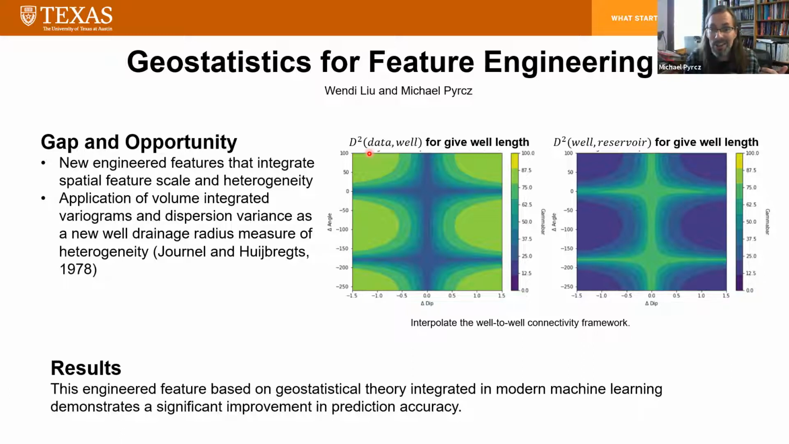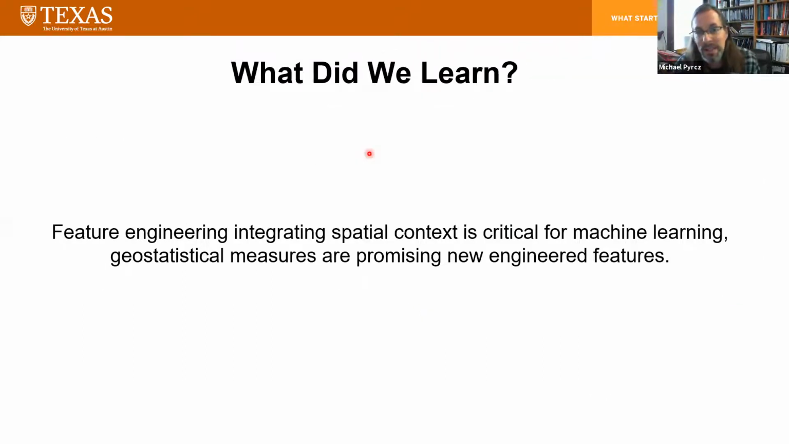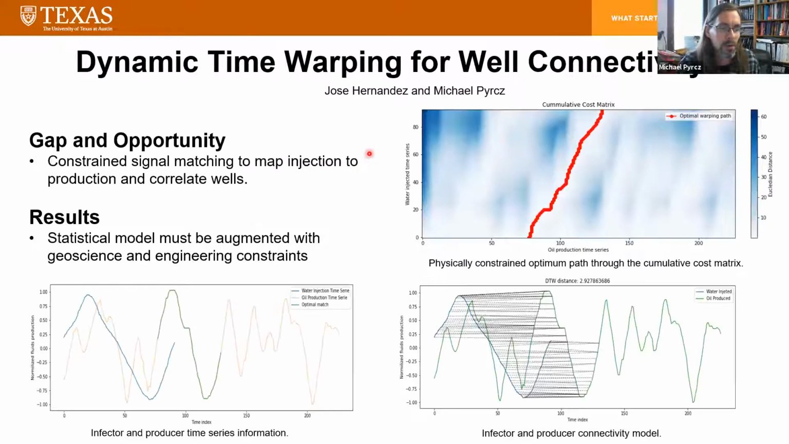And it actually works. It turns out that when we do this, we improve our predictions. Why? Because measures like Dykstra-Parsons, which is a measure of dispersion or variance within the permeability, are not sufficient. We need to account for the spatial context, the scales. Spatial context is essential to everything we do. There are so many great ways we can bring it into machine learning predictive models.